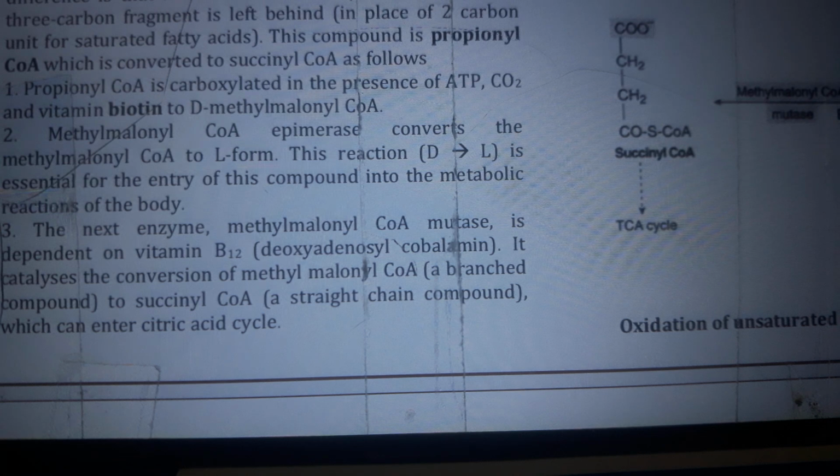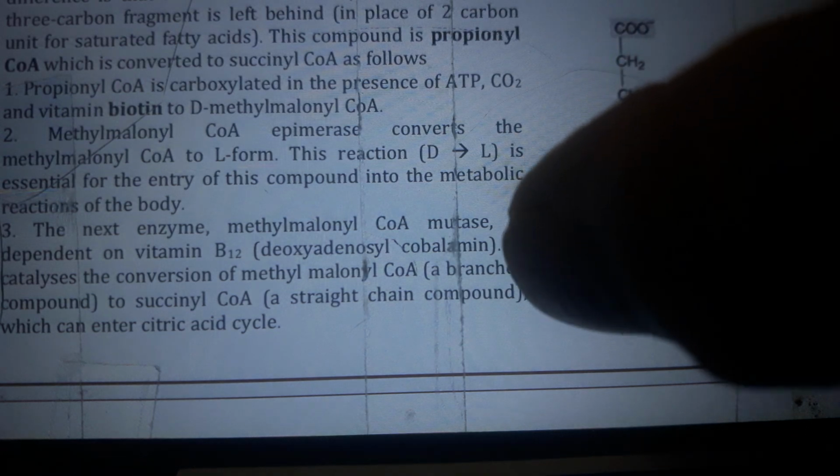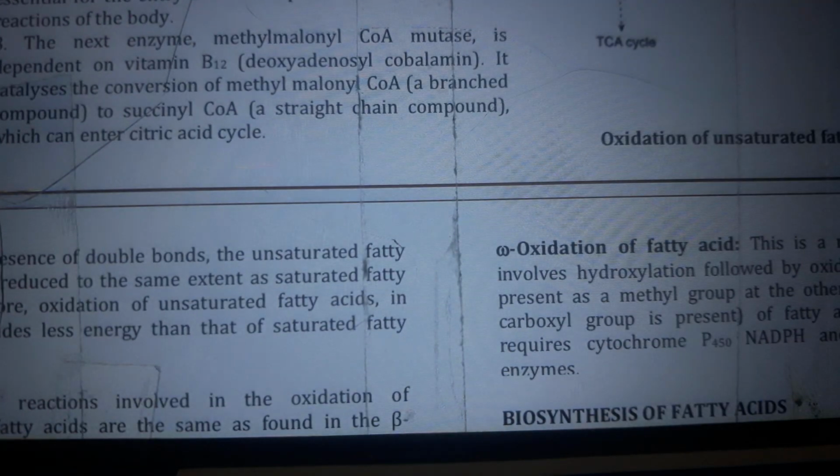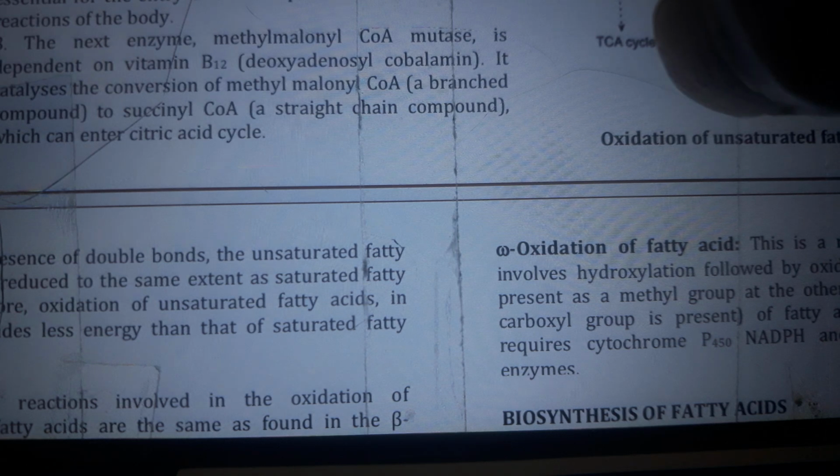Propionyl-CoA is carboxylated in the presence of ATP, CO2, and vitamin biotin to D-methylmalonyl-CoA. Methylmalonyl-CoA epimerase converts the D-methylmalonyl-CoA to the L form. This reaction, dextro to levo, is essential for the entry of this compound into the metabolic reactions of the body. The next enzyme, methylmalonyl-CoA mutase, is dependent on vitamin B12, deoxyadenosylcobalamin. It catalyzes the conversion of methylmalonyl-CoA, a branched compound, to succinyl-CoA, a straight chain compound which can enter the citric acid cycle.